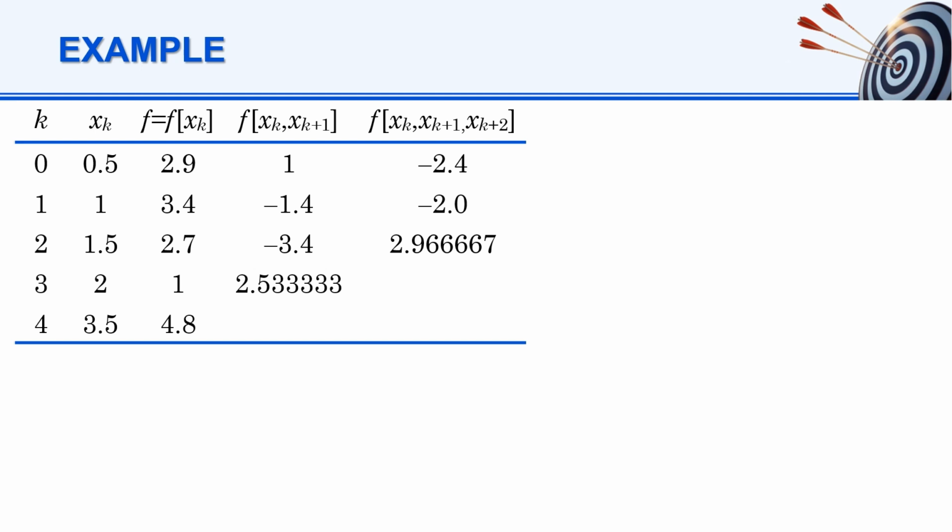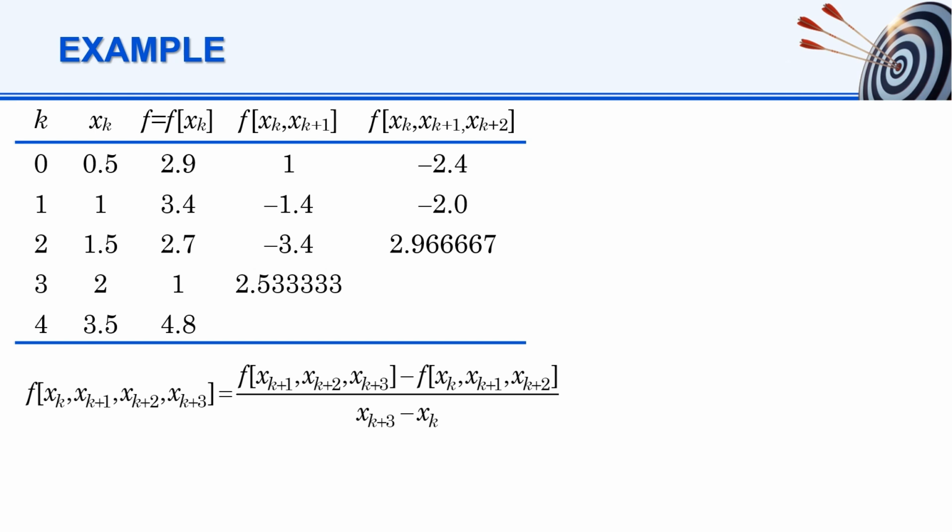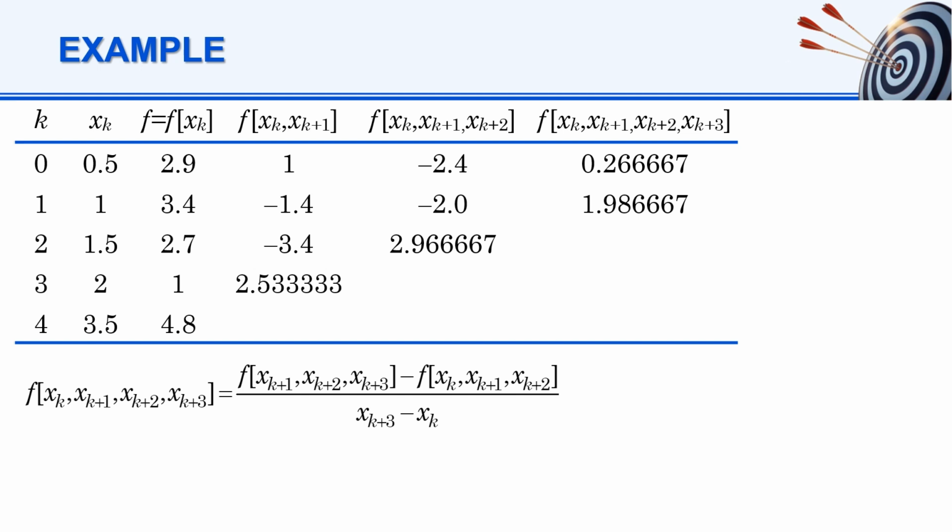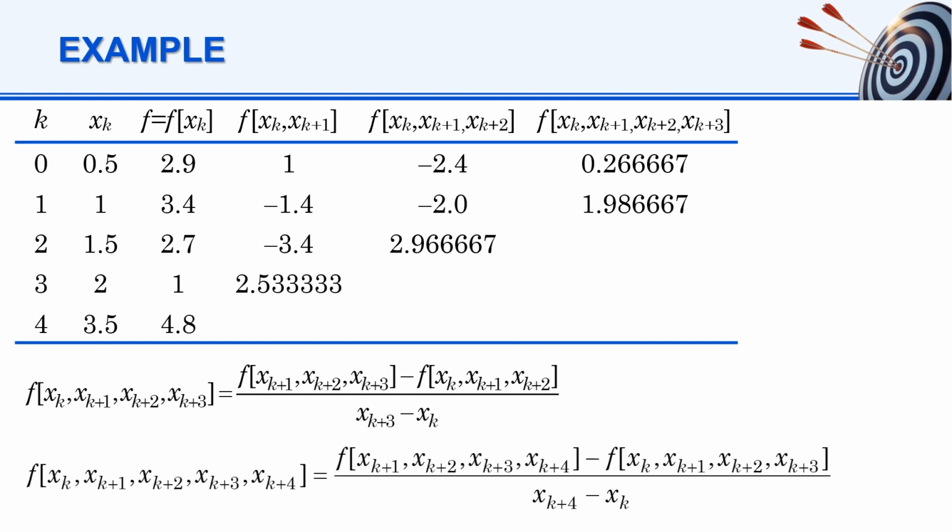The third-order divided differences, denoted as f[xk, xk plus 1, xk plus 2, xk plus 3], are found using the following divided difference. The results are placed into the sixth column as shown. Finally, the fourth-order divided difference, denoted by f[xk, xk plus 1, xk plus 2, xk plus 3, xk plus 4], is calculated using the following divided difference.